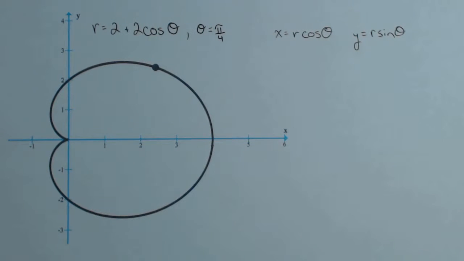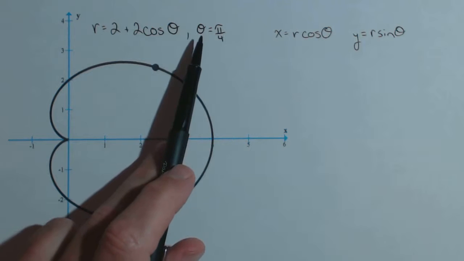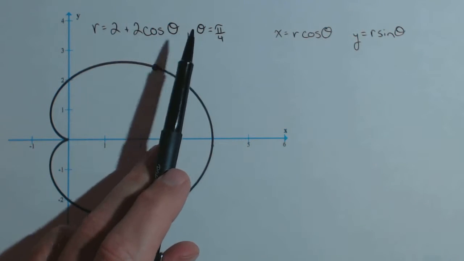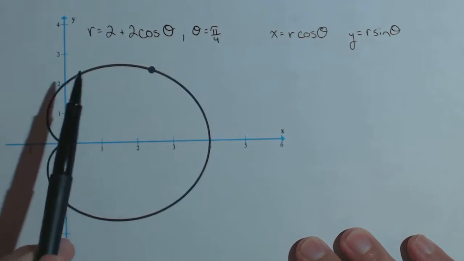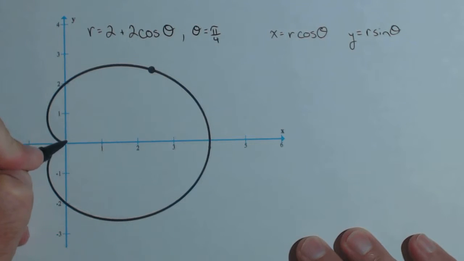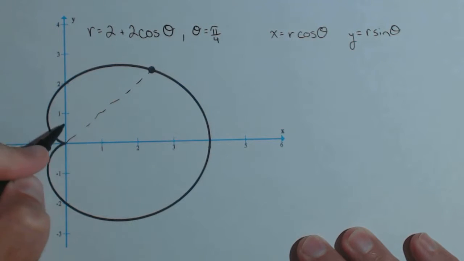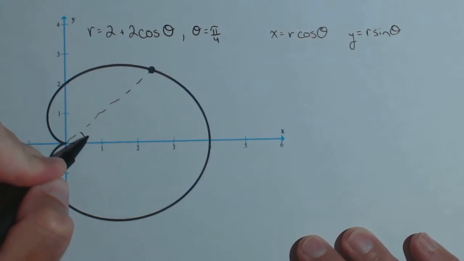In this video, we're going to look at finding the tangent line to a curve r equals 2 plus 2 cosine theta at pi over 4. So our polar curve looks like so. Pi over 4 is going to be this point right here, because if we drew a line from that point to the origin, we see we get about a 45-degree angle there, so that's theta equals pi over 4.